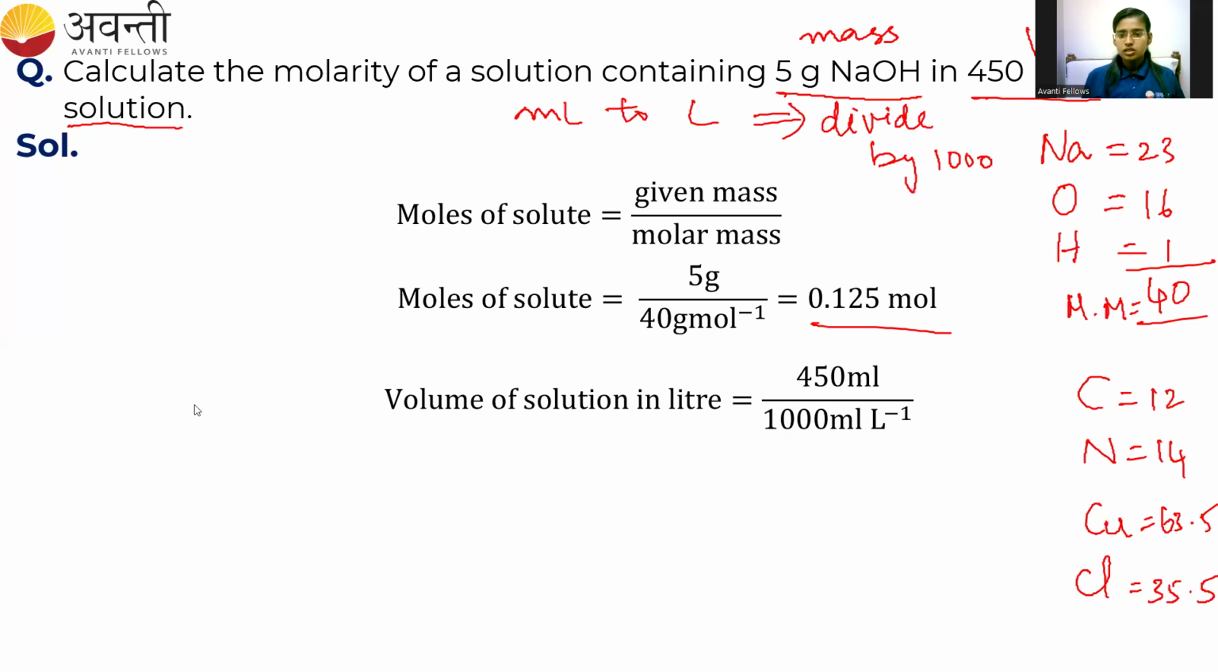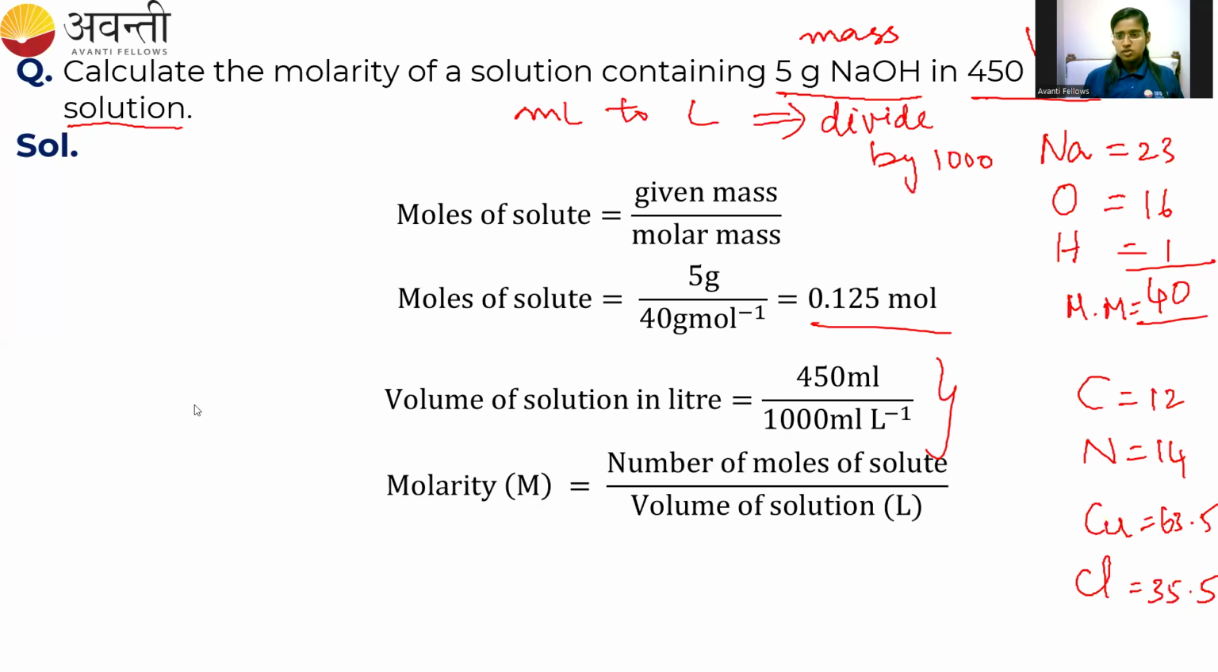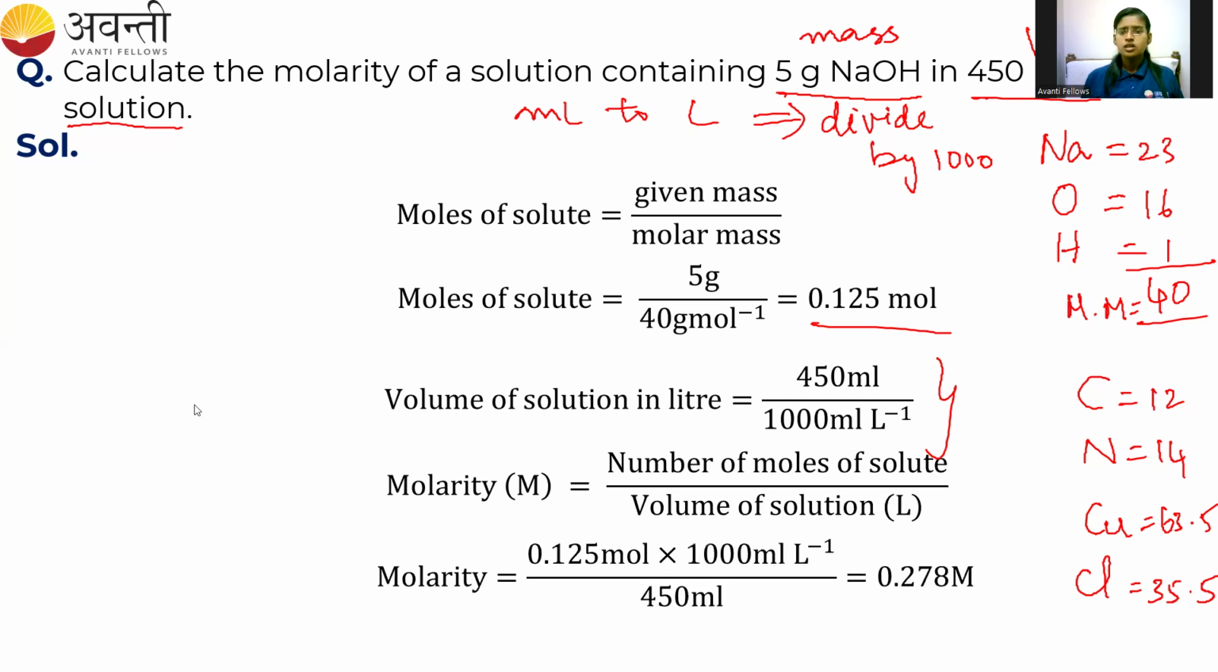Now substitute these two number of moles and volume values in the molarity formula. So in place of number of moles, 0.125, and in place of volume, so in the denominator I have the volume, right? So it will be 450 by 1000. So that 1000 which is there in the denominator of the denominator will go to the numerator. So that's what I have done here. 1000 is there in the numerator. Now after cancelling out and solving, I will get 0.278 molar as the final value for this question.